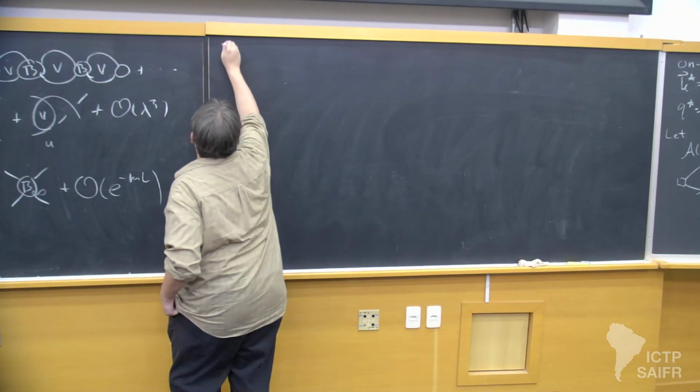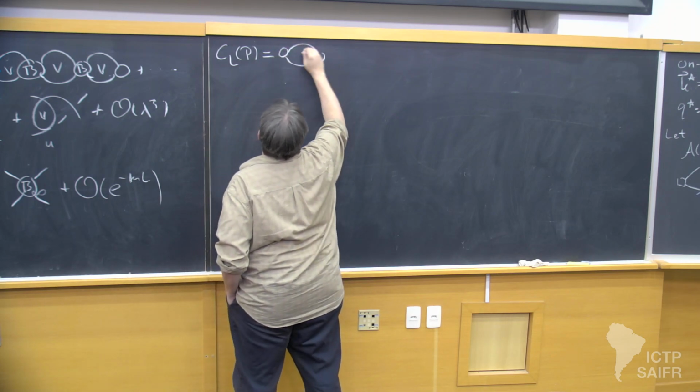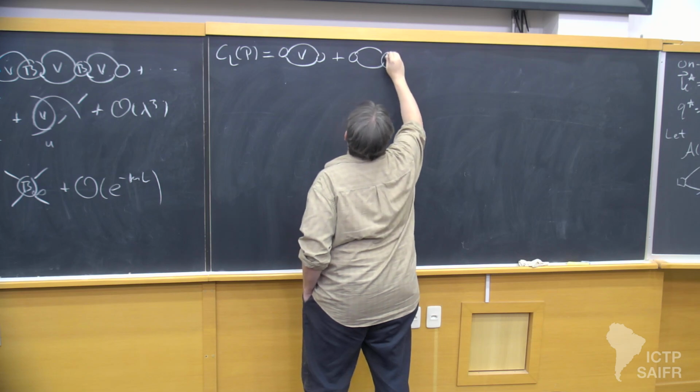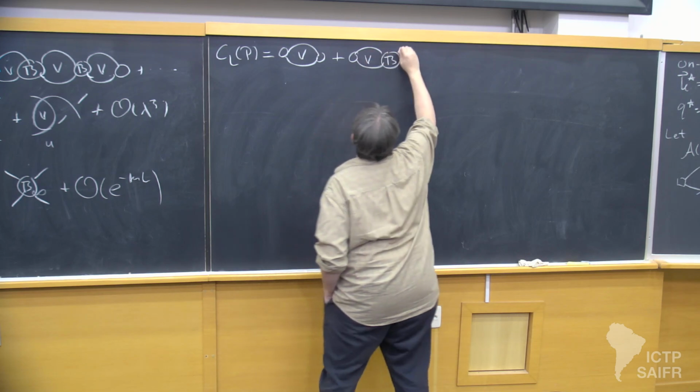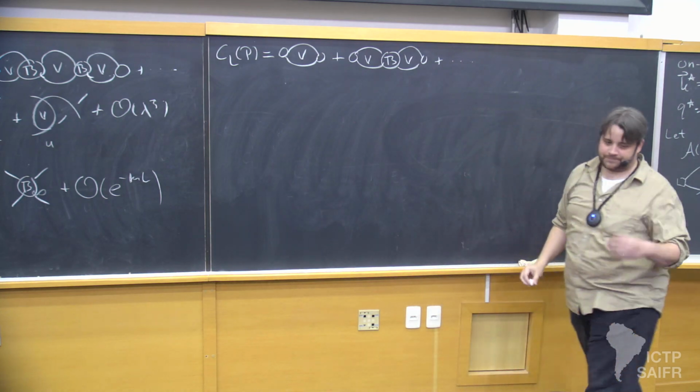So then C_L^P will be this plus B, now, not B sub L, plus all the other terms.